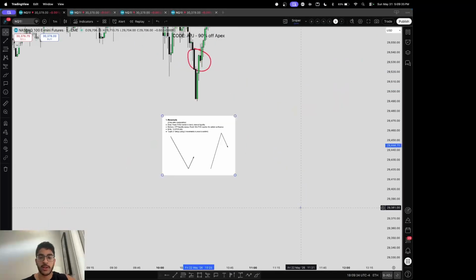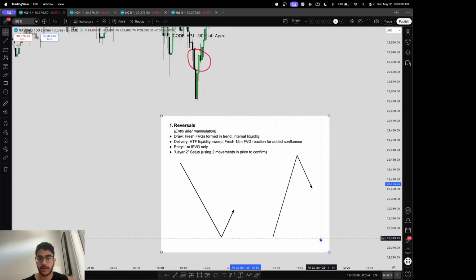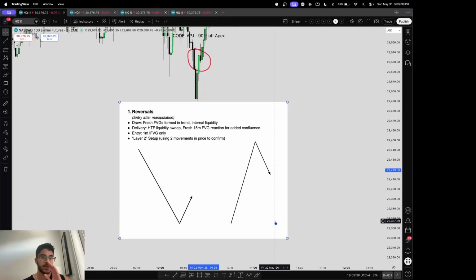So for reversals, this is what my strategy looks like, okay? And again, this is stuff that has been super simplified for anyone to understand. Reversals, what is my draw, right? The first D in DDE. Fresh FVGs formed in the trend. So if we're bearish and we're looking for a long entry, my draw is going to be some of these bearish FVGs that have been created, right?